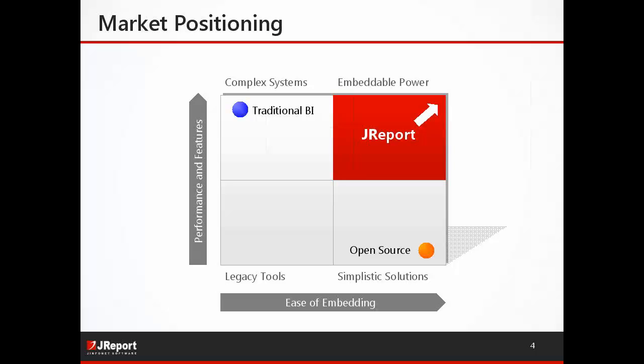So where do we fall in? We offer the best of both worlds. JReport provides the full power of a traditional BI platform with the ease of embedding of the open source tools, since we provide the entire UI in source form as JSP pages. Even more important, the cost of JReport is much less when compared to traditional BI platforms, and even less when we compare it with commercial versions of open source products.